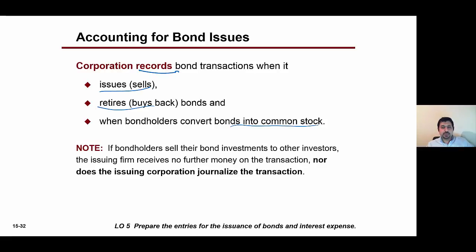And the third type is when a bond is a convertible bond, the company would record converting the bond to common stock. Those are the events that will change the financial position of the company. Those are the events that will have to be recorded, recognized and journalized by the company.